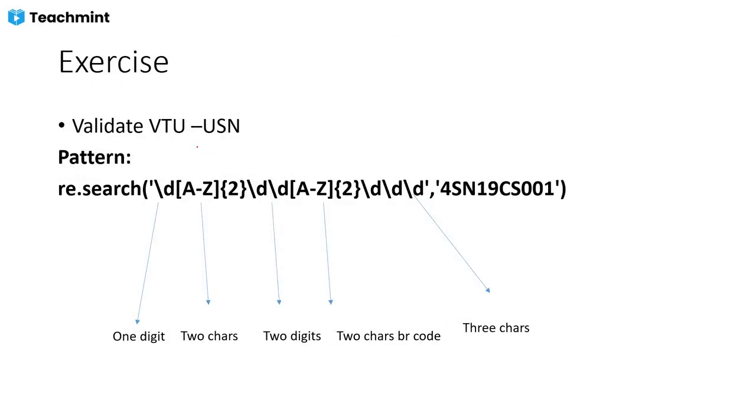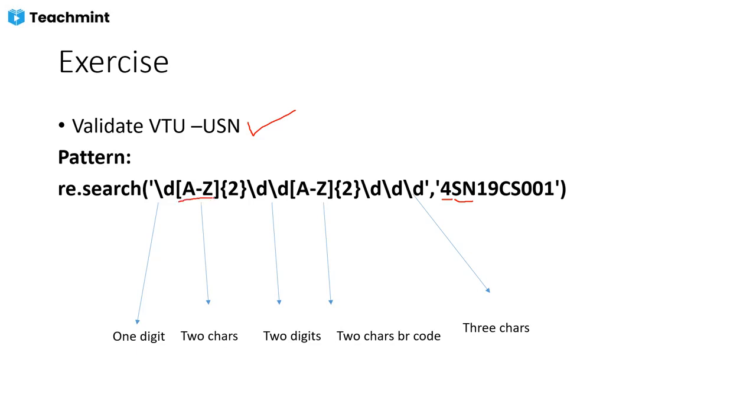Now, to validate the USN, that is followed by video. As you can see, the first is a digit, only one instance, only one digit. So \d. Next, two characters allowed, uppercase A to uppercase Z.